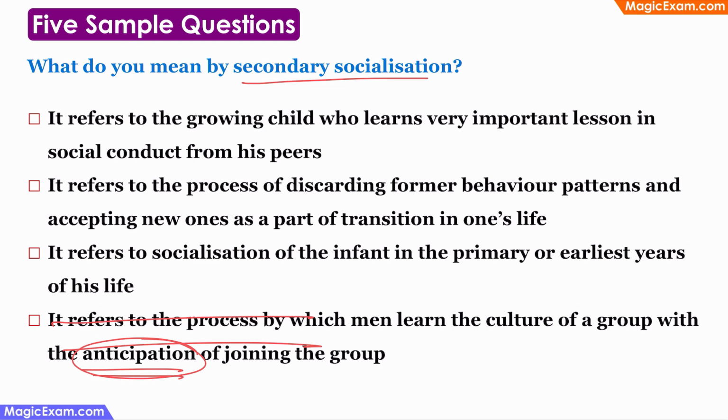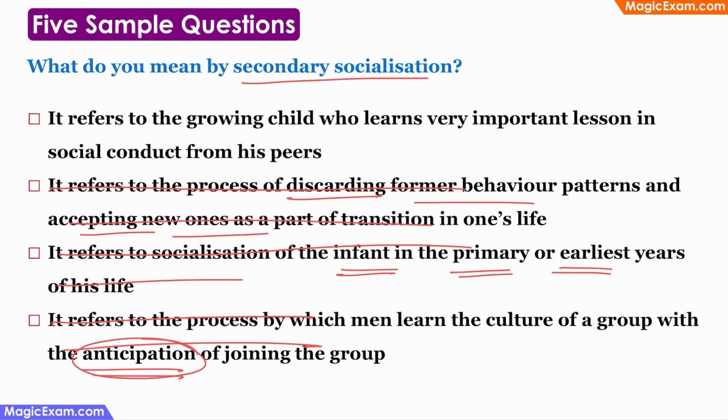So eliminate this. Next, it refers to socialization of the infant in the primary or early years of his life. So we are talking about primary socialization here, not secondary. Therefore, eliminate this also. Next, it refers to the process of discarding former behavior patterns and accepting new ones. This is resocialization. Therefore, this also cannot be the answer. The first one says it refers to the growing child who learns very important lessons in social conduct from his peers. So peers and school and community, all these are agents of secondary socialization. Therefore, the correct answer is option 1.